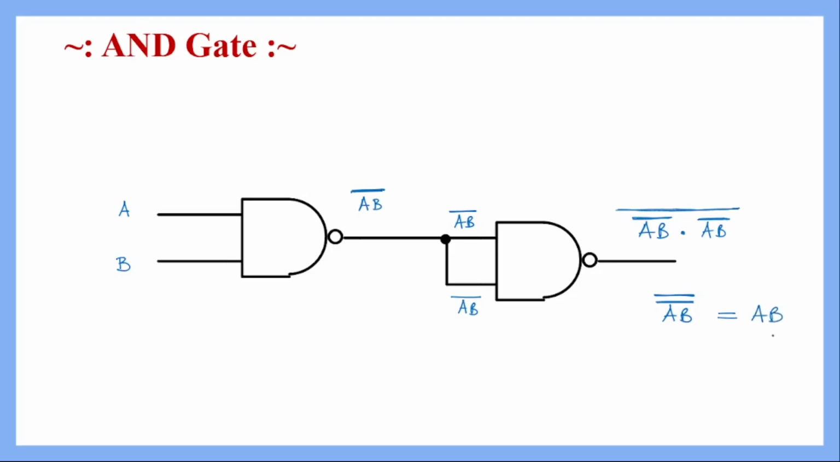We can think of it this way: suppose the value of a boolean variable is 0. Then the complement of 0 is what? We know it is 1. Now the complement of 1 is what? It is 0. That means we are getting back the original value, which was 0. So double complement means the original value. This is how we implement AND by using NAND.